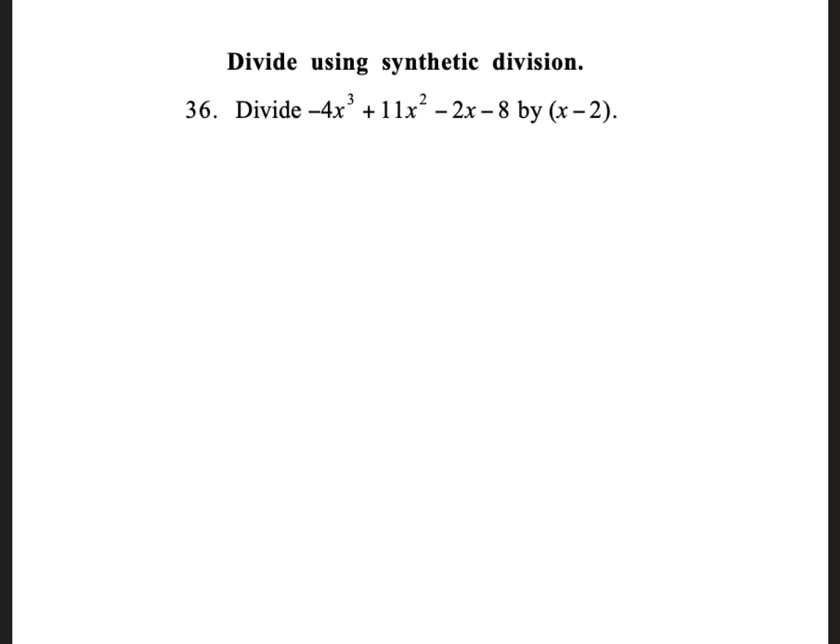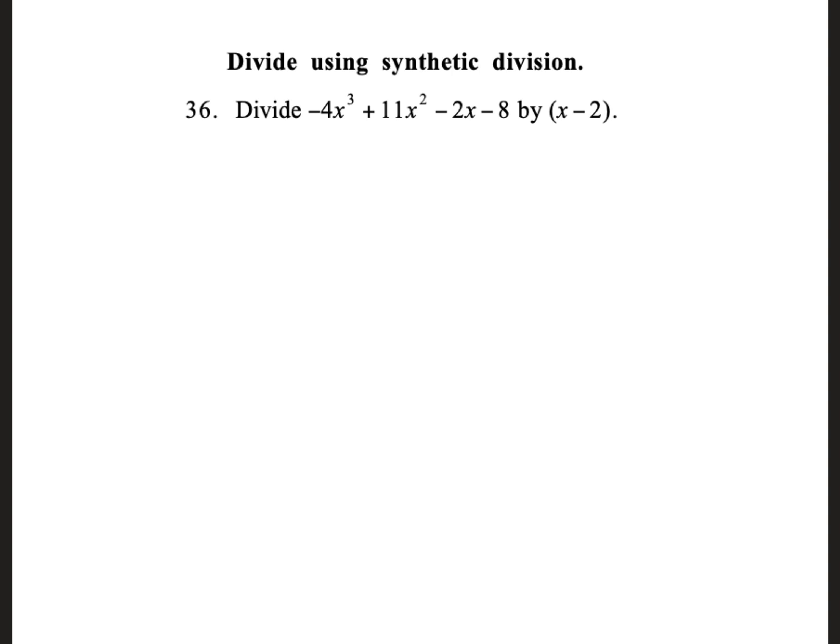Hello, in this video we are doing numbers 36 and 37. We are dividing negative 4x cubed plus 11x squared minus 2x minus 8 by x minus 2. It tells you to use synthetic division. Again, if you like long division better, you can do that, but I am going to do synthetic division.